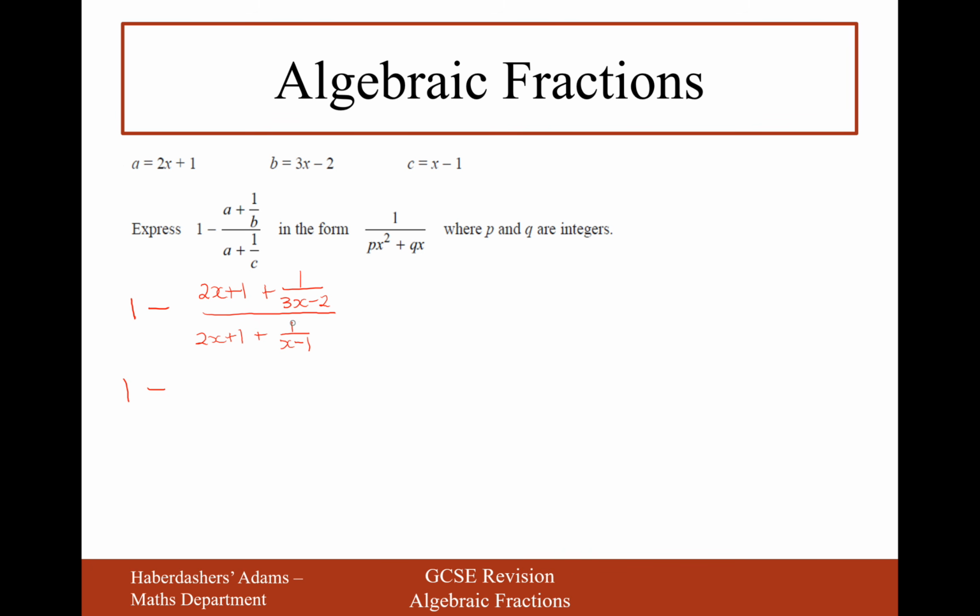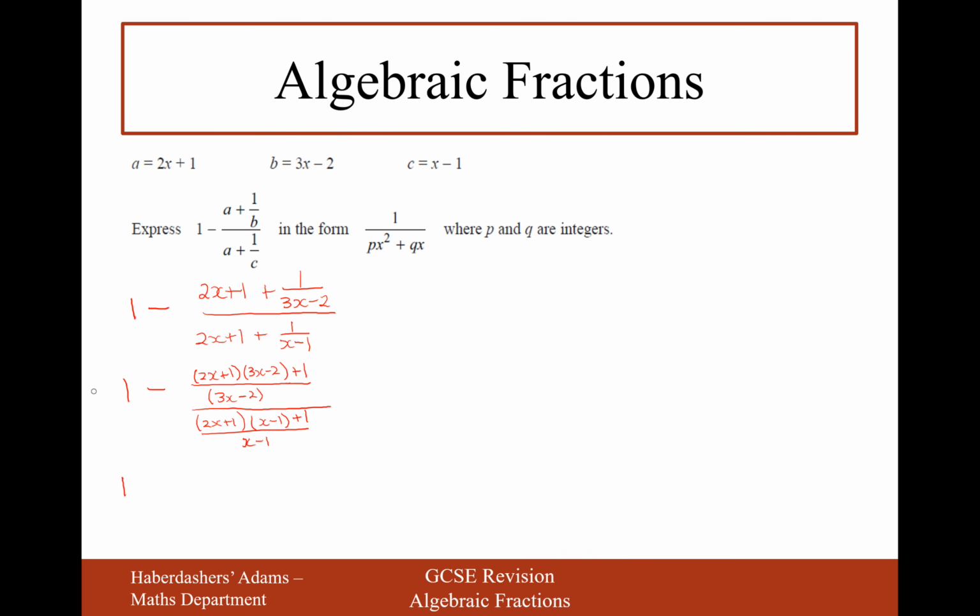So on the top, we're going to need to create a common denominator. So it's going to be 2x plus 1 over 3x minus 2, and then we can add a 1. And then that's going to be divided by 2x plus 1 over x minus 1, and then plus the 1, and that will all be over x minus 1.